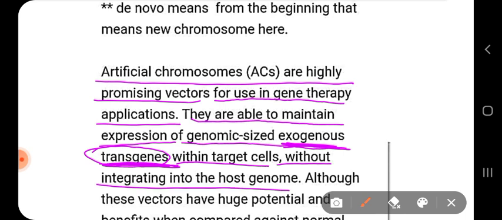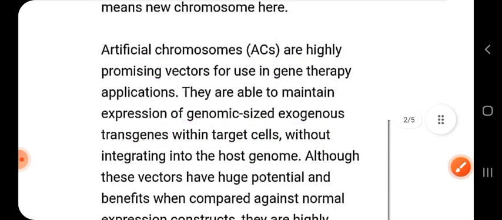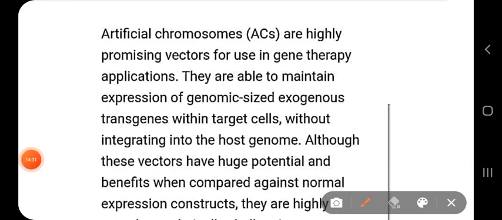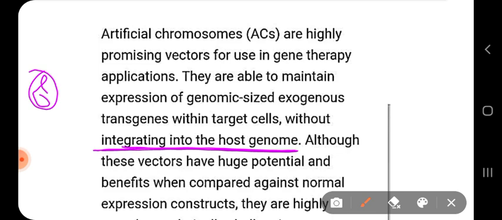So this is a second advantage, because here we are not altering the human genome, we are not integrating the gene into the human genome. We are just making an extra chromosome artificially, then inserting it into the nucleus of the target cells. There that chromosome will be expressed separately.